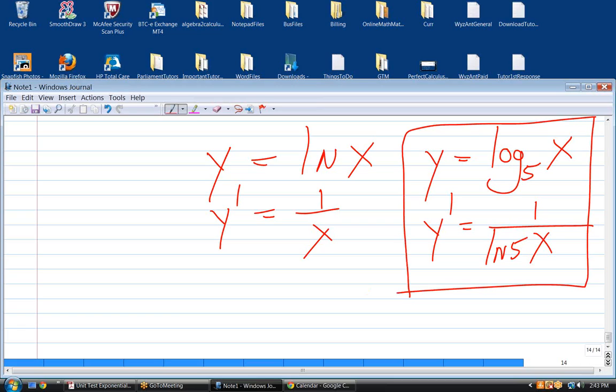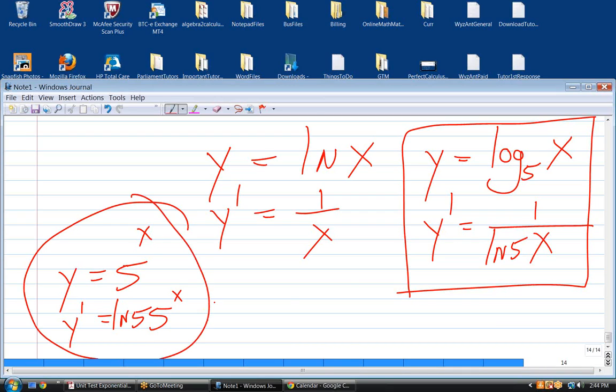And the other one, as long as we're talking about memorizing these, is if y equals 5 to the x. Well, if y equals e to the x, y prime would be e to the x. But if y equals 5 to the x, what is y prime? That's, yeah, virtually 5 to the x times natural log of 5. Now, compare this to that. Notice the similarities.